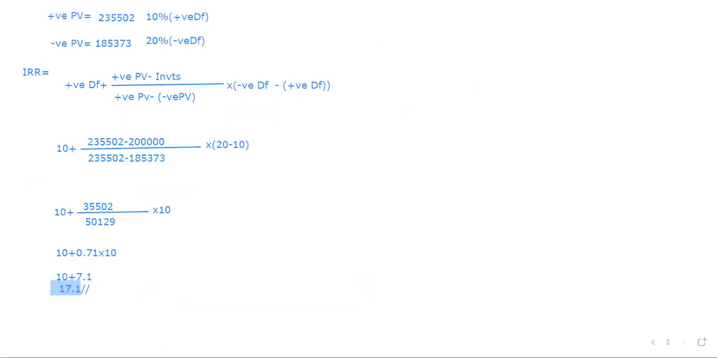So try this IRR method. I hope this formula is also very clear for you people. So this is the formula. Learn it by heart.